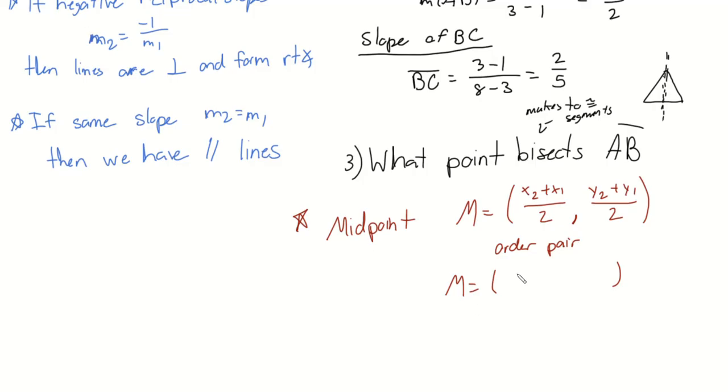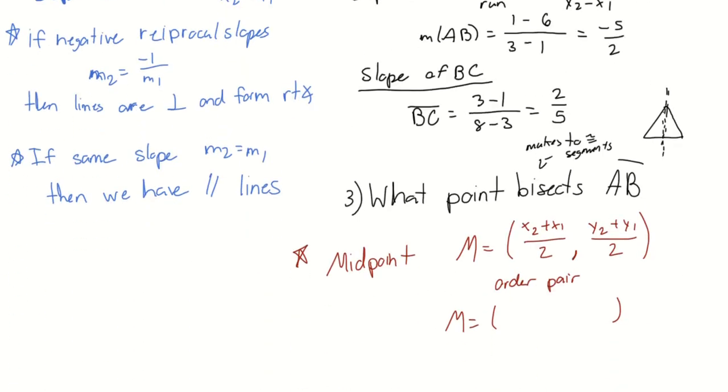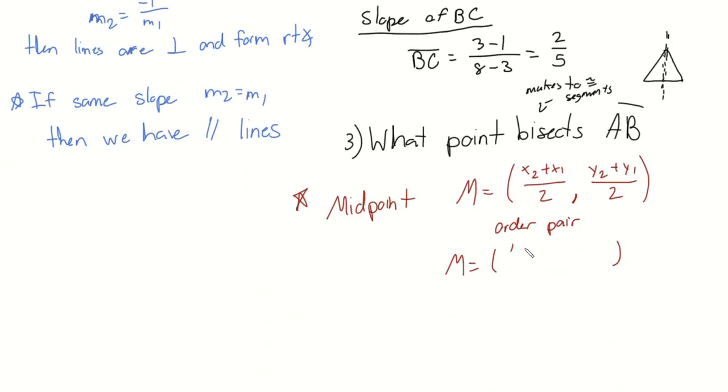Okay, I think that was the thing. So we have 1 plus 3 over 2. What are my y coordinates? 6 plus 1 over 2. So that simplifies down to 4 over 2, which is 2. And this is 7 over 2. 7 over 2. So that should have been my midpoint.